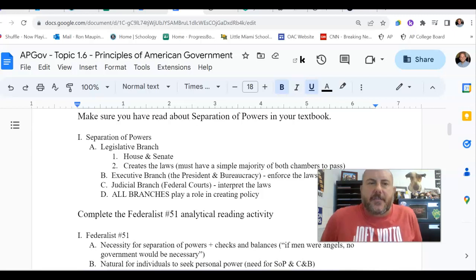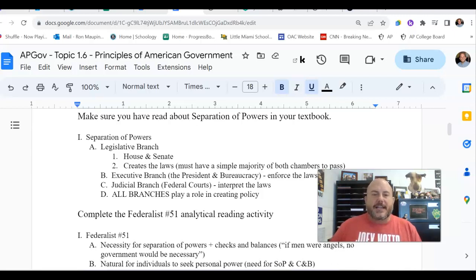This time we're taking a look at topic 1.6, Principles of American Government. And in this set of videos, we're going to be taking a look at two of the very important principles of American government, at least two of them. That's going to be separation of powers and checks and balances. And even though we tend to use those phrases in conjunction with one another, they are not the same thing, although that is a common mistake students do make.